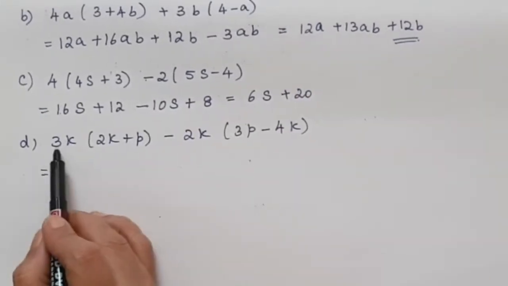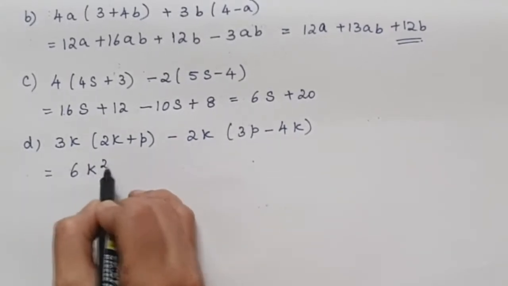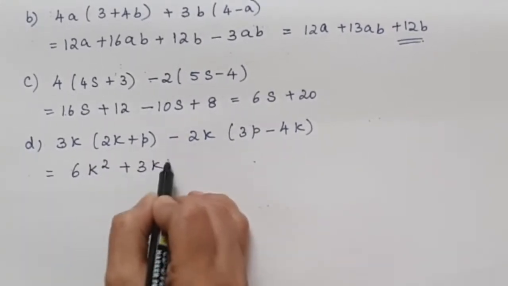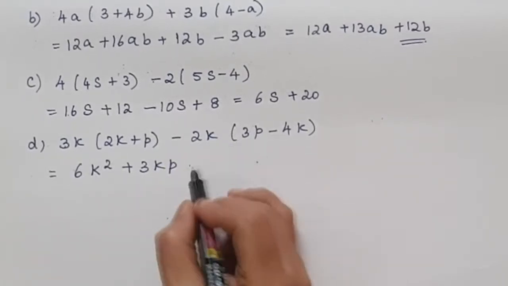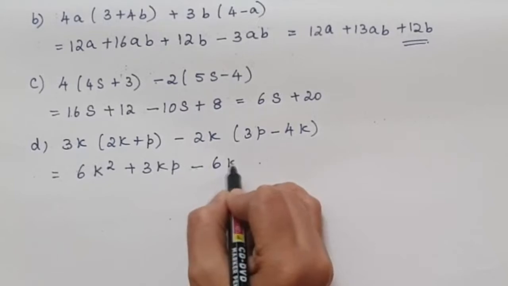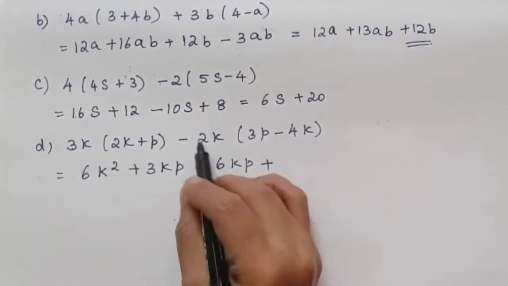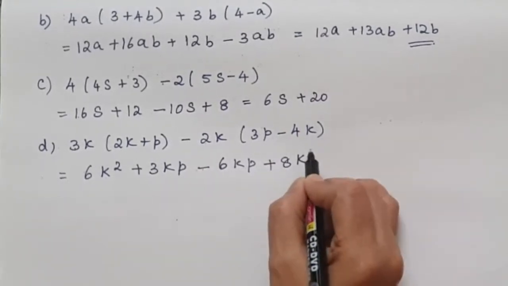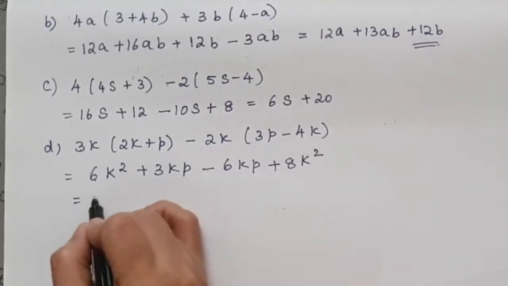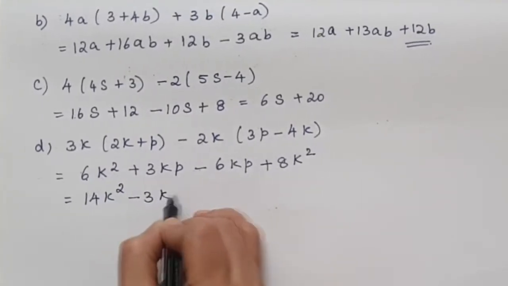Now in this, when we expand, 3k has to be multiplied with 2k. So it is 6k squared plus 3kp. Now this minus 2k multiplied with 3p is minus 6kp. Then this one and this one, when you multiply, minus into minus is plus, 2 4s are 8, k into k is k squared. 6 plus 8 is 14k squared, then minus 3kp.